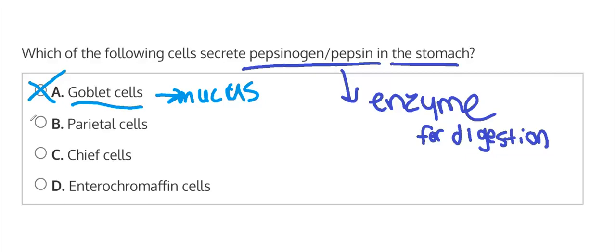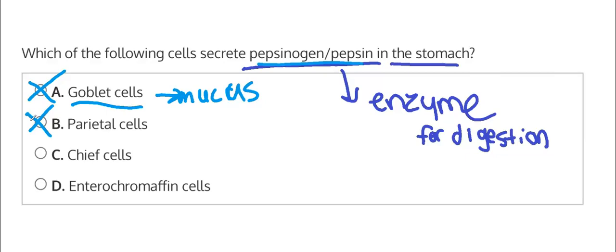Option B is the parietal cells, and these secrete hydrochloric acid and intrinsic factor. This is essential for activating pepsin, which is needed for the digestive process that we're discussing, but it doesn't directly secrete the pepsin or the pepsinogen that we're looking for. Therefore we can eliminate option B, because there's probably a better answer choice here that directly relates to the pepsin or the pepsinogen.